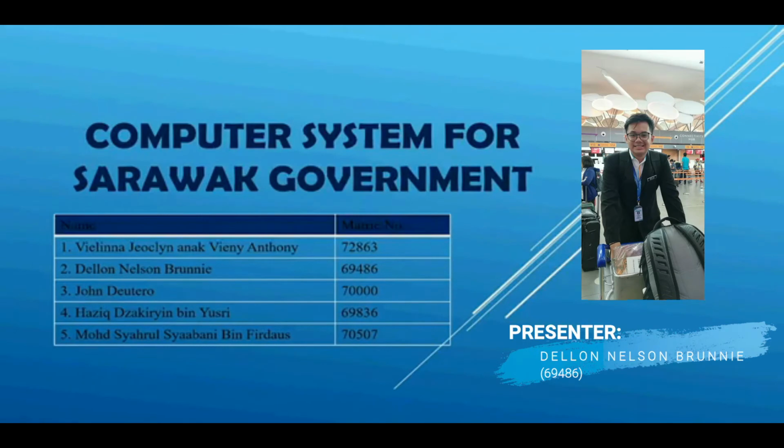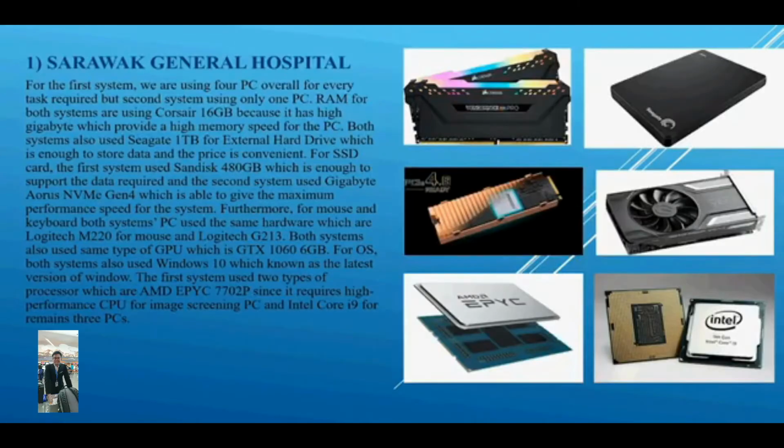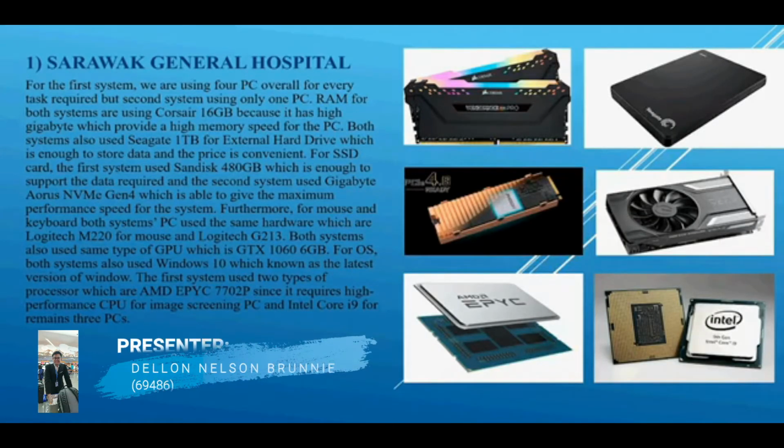Greetings to everyone, my name is Dellon Brunnie and I will present to you the solution for the computer system for the Sarawak government. First, for the system in Sarawak General Hospital, we have provided a few things for the PC such as the RAM, the hard drive, SSD, mouse, CPU and so on. We also provide Windows 10. For the RAM, we provide 16GB, and for the hard drive, we provide a Seagate 1TB. We also use an SSD, which is SanDisk 480GB. For the GPU, we use a GTX 1060 6GB, and for the mouse, we use Logitech M220. For the processor, we use 2.